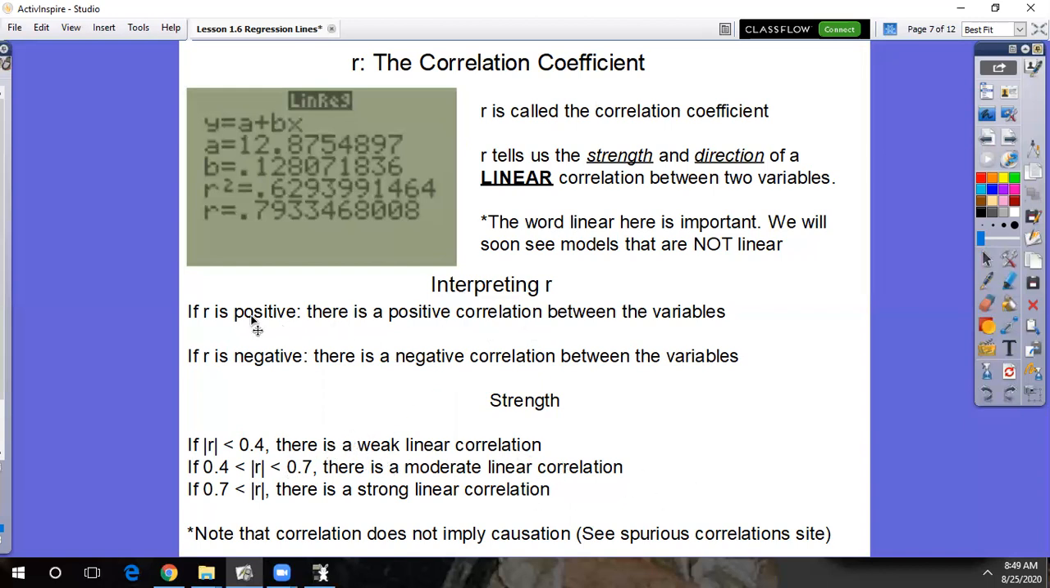The direction is either positive or negative. And really you can tell this just by looking at R. If R is positive, there's a positive correlation. If R is negative, there's a negative correlation. So in our case, we have an R of about 0.79. So for our data, this implies that there is a strong positive linear correlation between population density and COVID deaths per 100,000 people.